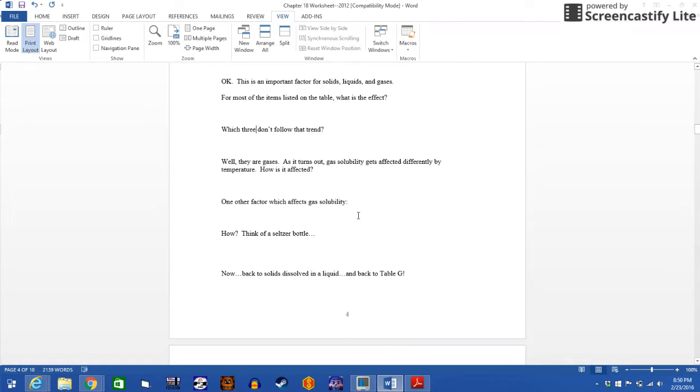And there's one other factor that affects gas solubility. I want you to think about that. Think about the gas laws. Think about the different things that you can change. It might affect how much can dissolve in a given amount of volume. And then we'll talk about the seltzer bottle tomorrow.